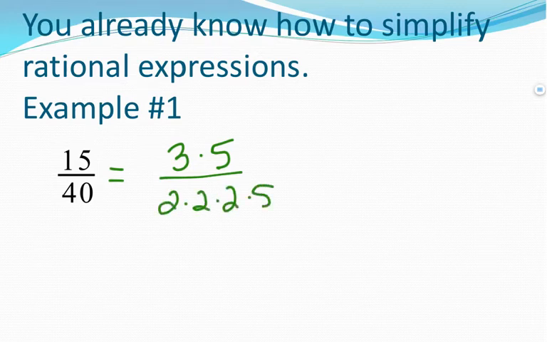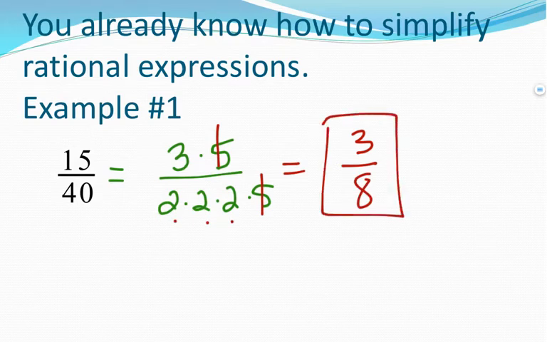The reason I like to do this is because we're essentially doing the exact same thing when we simplify rational expressions. So we look at our factors, and if I see common factors with top and bottom, I can say 5 divided by 5 is 1. So they cancel. And so what we have left is 3 on top, and then I can multiply these back together, and I get 3/8, and that's my simplified rational expression.